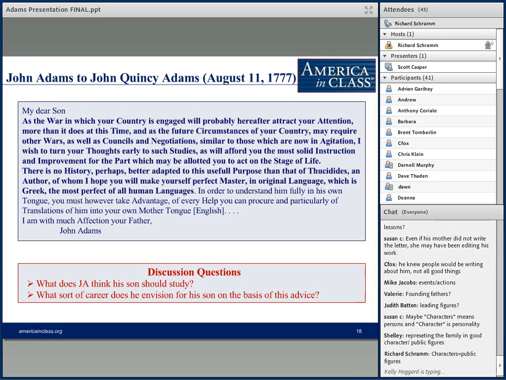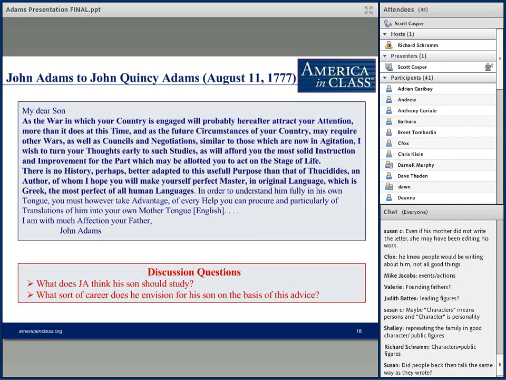There is no history, perhaps, better adapted to this useful purpose than that of Thucydides, an author of whom I hope you will make yourself perfect master in original language, which is Greek, the most perfect of all human languages. In order to understand him fully in his own tongue, you must, however, take advantage of every help you can procure, and particularly of translations of him into your own mother tongue. I am with much affection your father, John Adams.